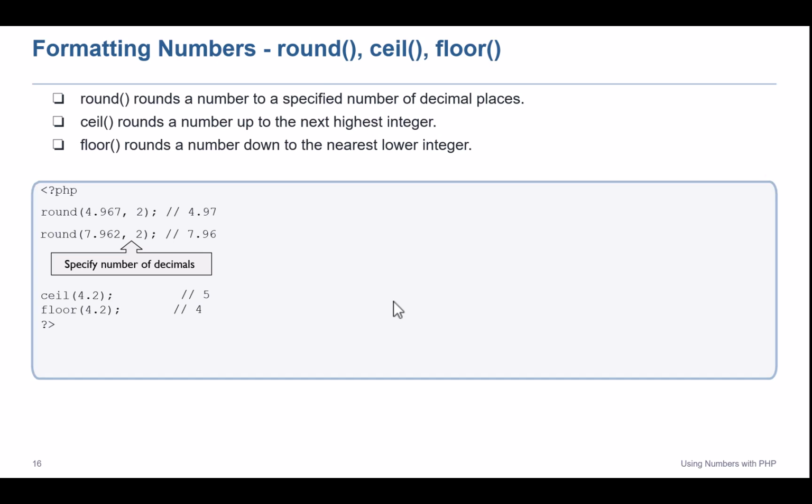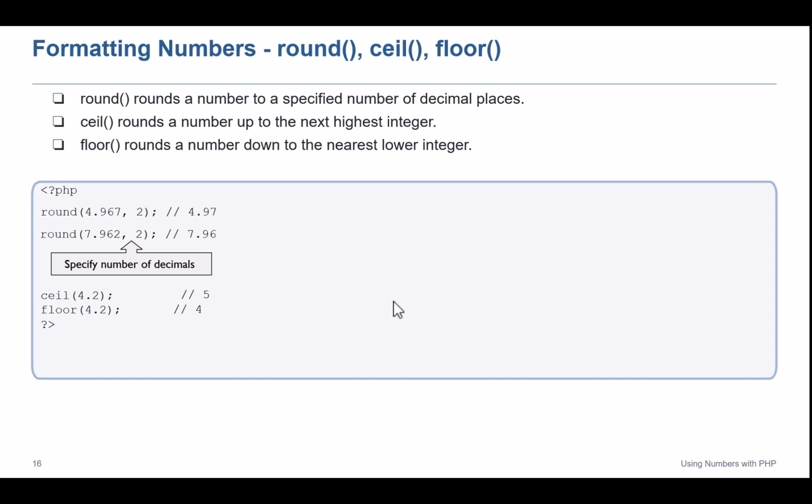PHP gives us several functions for formatting and working with numbers. One commonly used function is the round function. The round function rounds a number to a specified number of decimal places. The value will be rounded up or down depending on the digit that follows the desired precision.